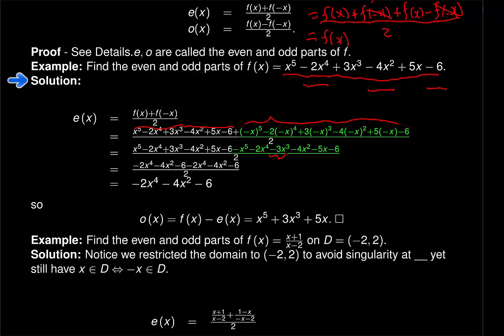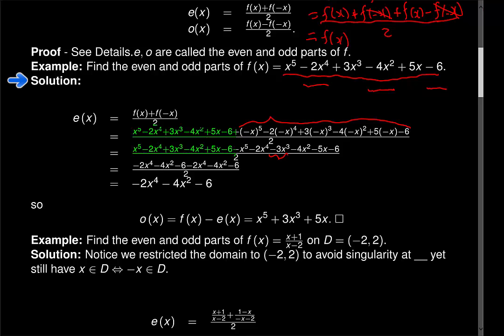And now we've written all this out, and we've just copied this part down, and so now we can look at what cancels. And so what cancels is this x to the 5 cancels with this minus x to the 5. This 3x cubed cancels with this minus 3x cubed. This 5x cancels with this minus 5x. And so we're left with minus 2x to the 4, minus 4x squared, minus 6, minus another 2x to the 4, minus 4x squared, minus 6, all divided by 2.